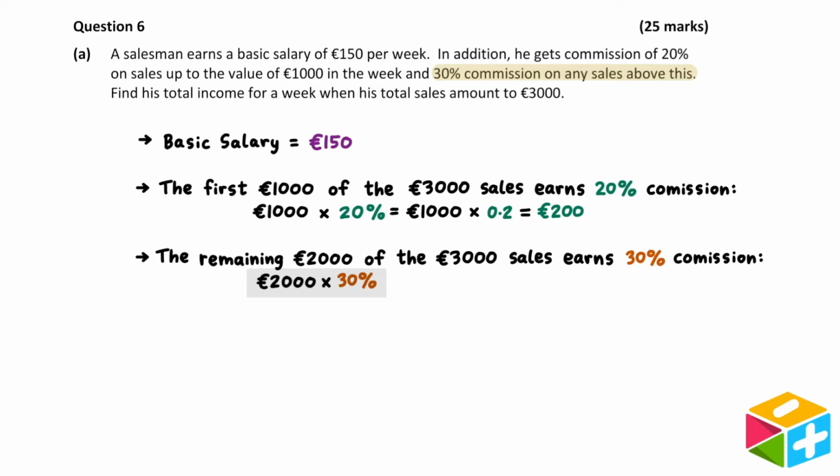To find this component of the commission, we multiply 2,000 times 30%. Again, it'll be useful to convert the percentage to decimal. And 30% is equal to 0.3 in decimal form.